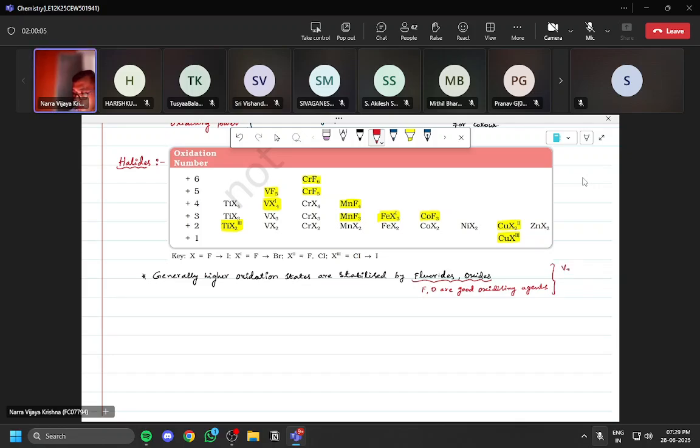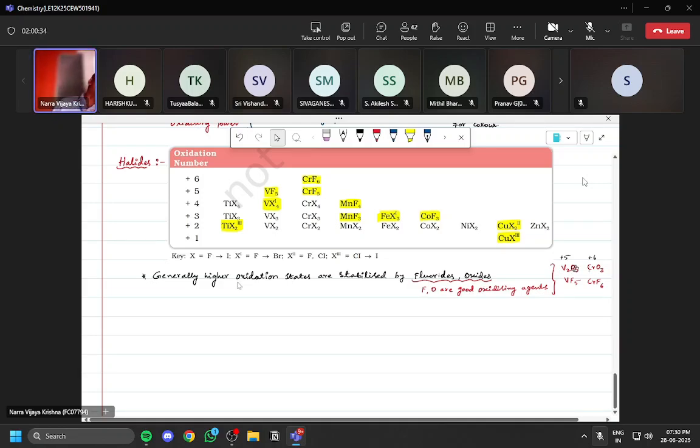Vanadium V2O5, vanadium VF5, chromium CrO3, chromium CrF6. These are some examples. Clear? Here vanadium is showing +5 state. Here chromium is showing +6 state. So the higher oxidation state of vanadium is +5, and the higher oxidation state of chromium is +6. Such higher oxidation states are shown only by either fluorides or oxides. Any questions? No.